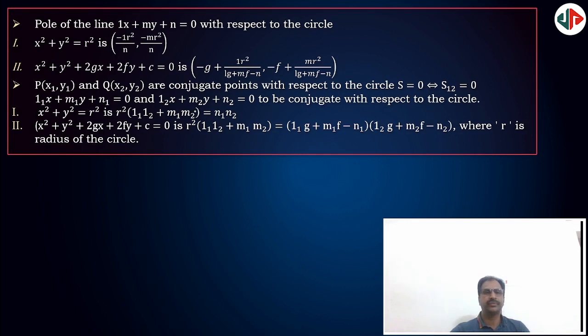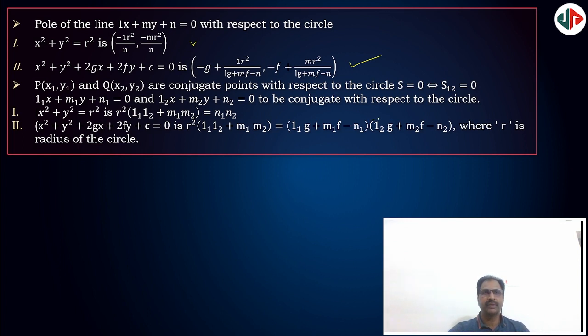Next, these are the formulas for finding the pole of a line. The pole of Lx + My + N = 0, with respect to a circle whose center is at the origin, is (-r²L/N, -r²M/N). Suppose the circle equation is x² + y² + 2gx + 2fy + c = 0, then this is the formula for finding the pole.